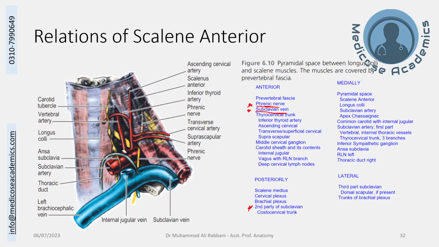All of the branches of the first part we will discuss later. Then the inferior sympathetic ganglion and ansa cervicalis. What is that? We will see that in the hand. And the thoracic duct arches over the subclavian artery to go into the subclavian vein. So these are the relations of the Scalenes anterior, and due to these relations it is very important for anatomists and surgeons as a landmark. Due to all these things, it is known as the key muscle.